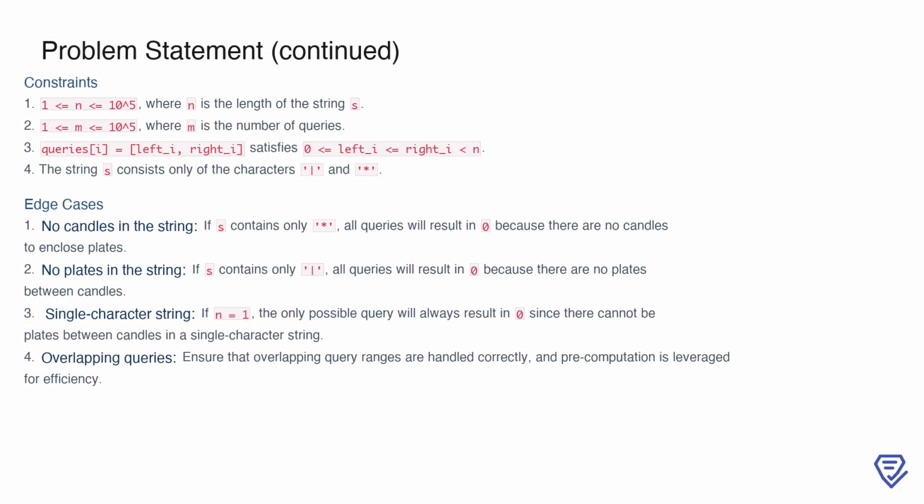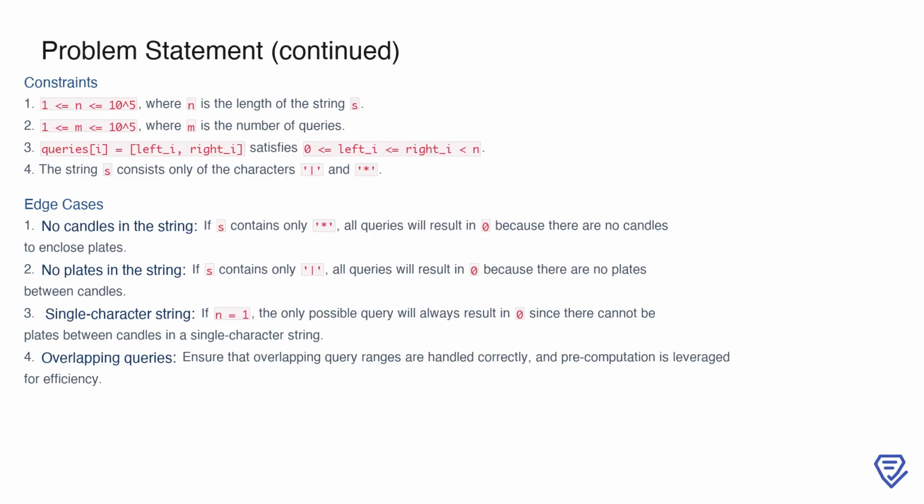The problem also comes with several constraints and edge cases to consider. The string length n and the number of queries m can both be as large as 100,000, so it is critical to design an efficient solution. For edge cases, if the string contains no candles, meaning it is composed entirely of plates, all queries will result in 0 since there are no candles to enclose the plates.